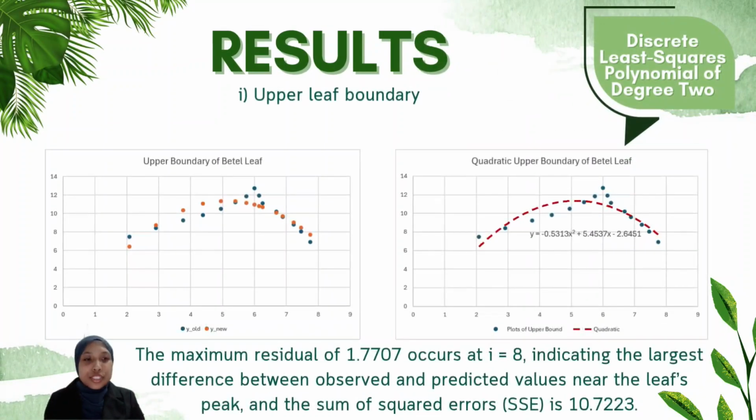Now we move on to the discrete least squares polynomial of degree 2, for the upper leaf boundary. As you can see, compared to the linear fit, the shape of the line has been curved. The line is the discrete least squares polynomial of degree 2, shown for visual comparison with the actual leaf shape. The maximum residual of 1.7707 occurs at i equal to 8, indicating the largest difference between observed and predicted value near the leaf peaks. The sum of squared errors is 10.7223, showing that most points closely follow the fitted curve, as we can see in the result.